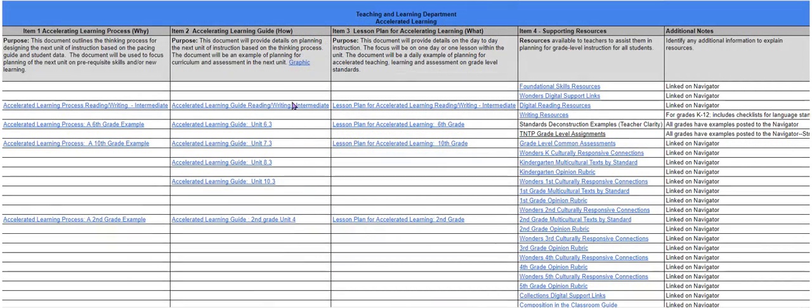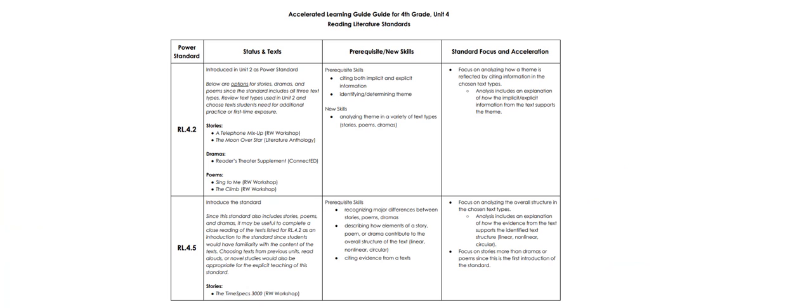Next, let's look at the Accelerated Learning Guide. The Accelerated Learning Guide document exemplifies curriculum and assessment planning for the next unit based on that thinking process. Teachers and PLC teams that need support prioritizing standards and ensuring integration of prerequisite skills into the unit plan can reference this model. This document serves as a quick reference guide for teachers so they can determine new learning for students based on the unit's power standards. This is particularly important in reading and writing because our standards spiral and skills can unintentionally be left behind.